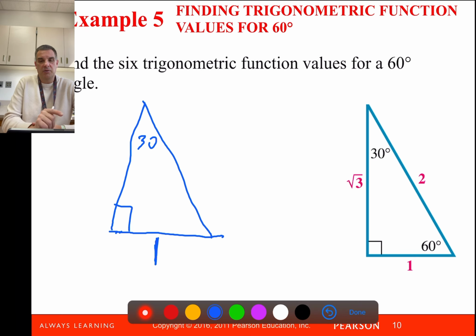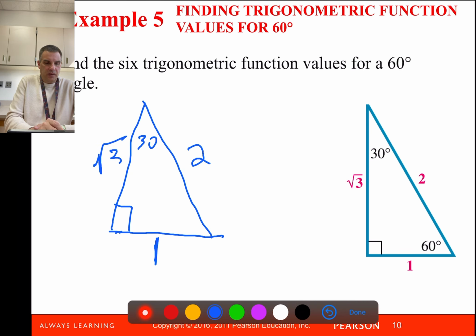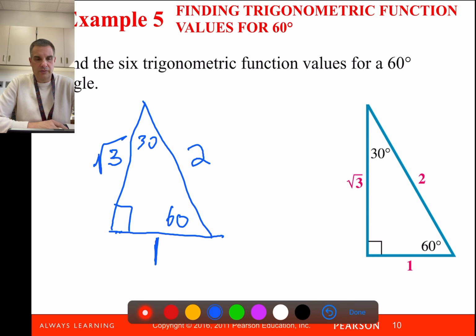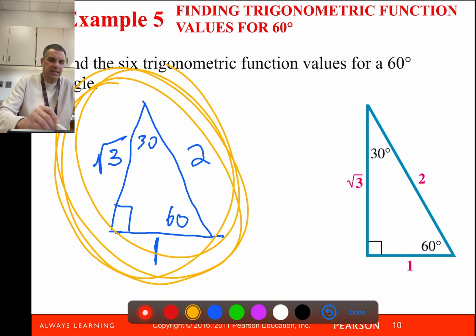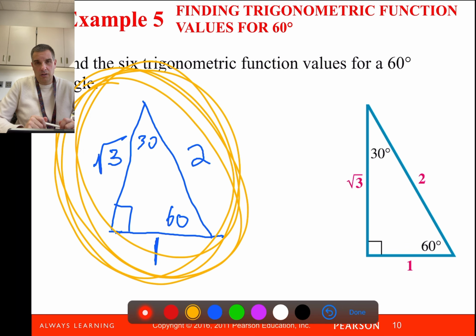So you always want to label that 1. The hypotenuse is always going to be labeled 2. And the side opposite the 60 is always going to be labeled the square root of 3. You want to have this down. This wants to be circled because this is going to be used a ton now, because we're going to find the 6 trigonometric values of this.